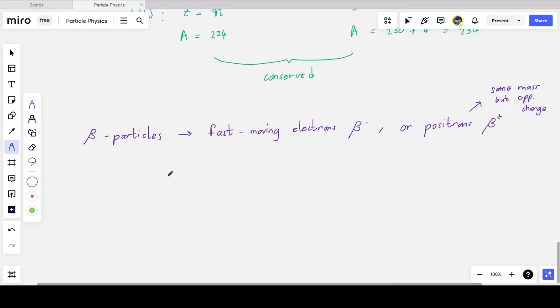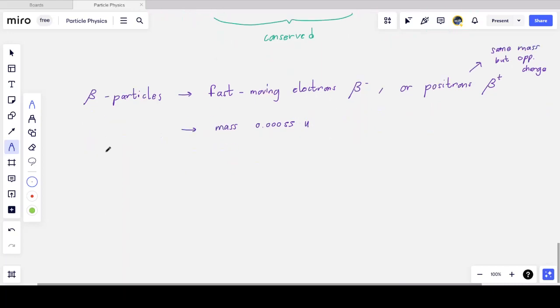So it has the same mass, so irrespective of whether we have a fast-moving electron or a fast-moving positron, the mass is 0.00055 atomic mass units, which we defined earlier. So you can see that it's a fairly tiny particle, but the danger arises from the fact that it's moving at a very high speed, sometimes 99% the speed of light.